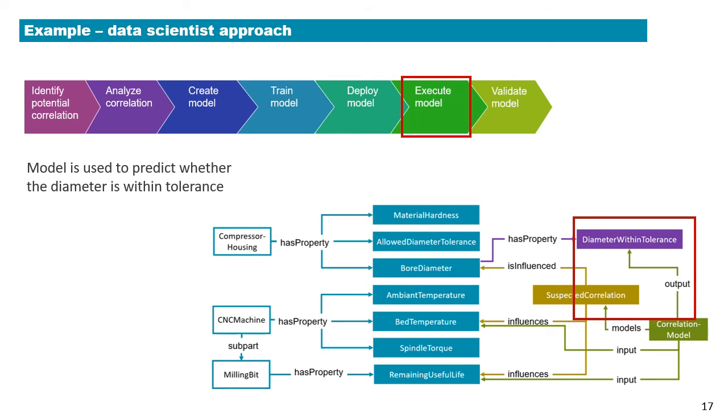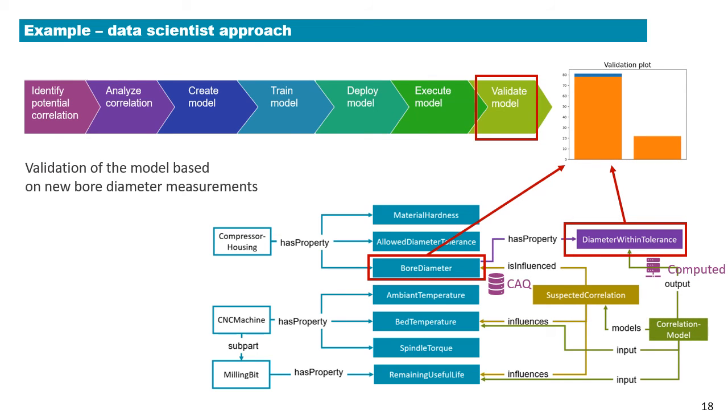Finally, in order to execute the model, additional data such as which input and output are related to the model is added. Later on, other stakeholders can also reference the knowledge graph in order to find information on the bore diameter and information on how to execute the correlation model in order to compare and validate the model.